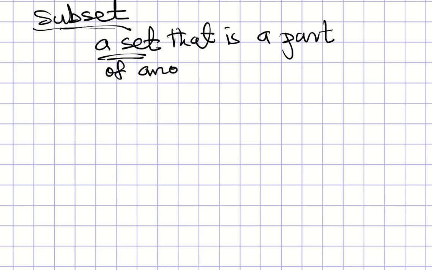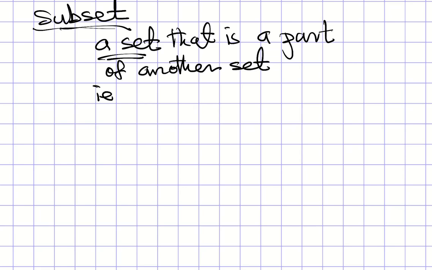Okay, so we'll move on to another type of set, it's called subset. Subset is another type of set. Subset basically means it's a set that is a part of another set. A part of another set. Again, the name gives it away.